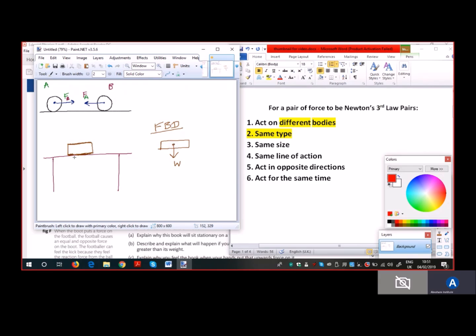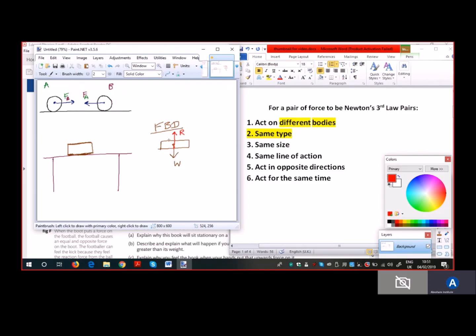So where the table is in contact with the book, there is a contact force or normal reaction force also. So it has different names. Normal contact force, normal reaction force, contact force, all mean the same thing. Let's call that R. So these are the only two forces acting on the book. Now this force is equal in magnitude to this one. That's why the book is in equilibrium.